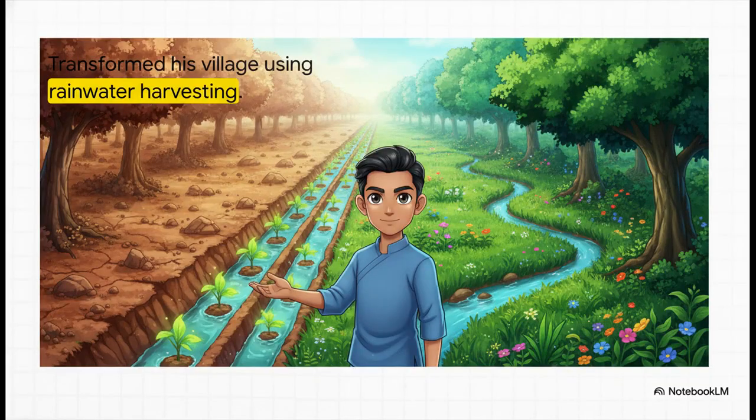Then there's Popatrao Pawar. He looked at his drought-hit village of Hiware Bazar and totally turned it around. How? By setting up a massive rainwater harvesting model and planting over 100,000 trees. His work actually restored the local groundwater, turned the whole village green again, and even earned him a Padma Shri in 2020. Talk about proving that local leaders can literally change their community's destiny.